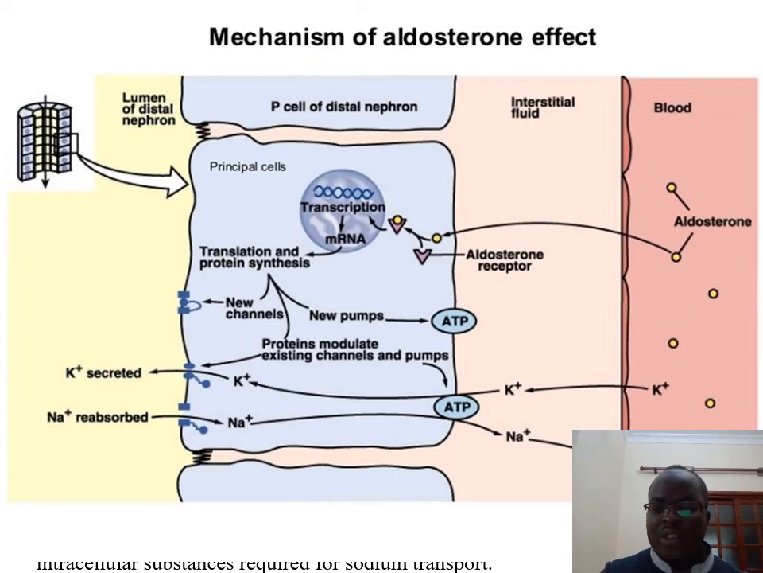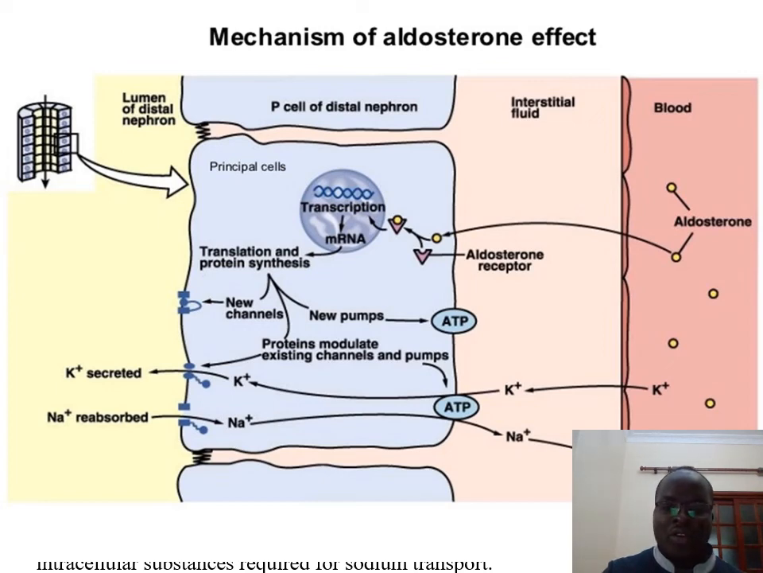The aldosterone receptor complex will diffuse to the nucleus to activate DNA enzymes that can facilitate transcription. So you have transcription of DNA into messenger RNA that will move to the ribosomes for translation, protein synthesis. These proteins could be new channels for sodium and potassium, or they could be new pumps like the sodium potassium ATPase pump, or they could be proteins that will modulate existing channels and pumps. So these could be other enzymes that are activating or inactivating these pumps that already exist.